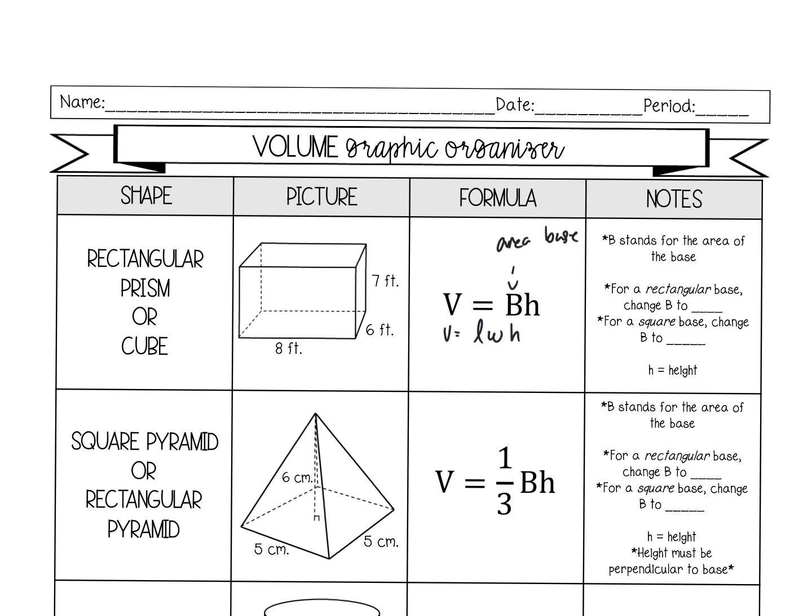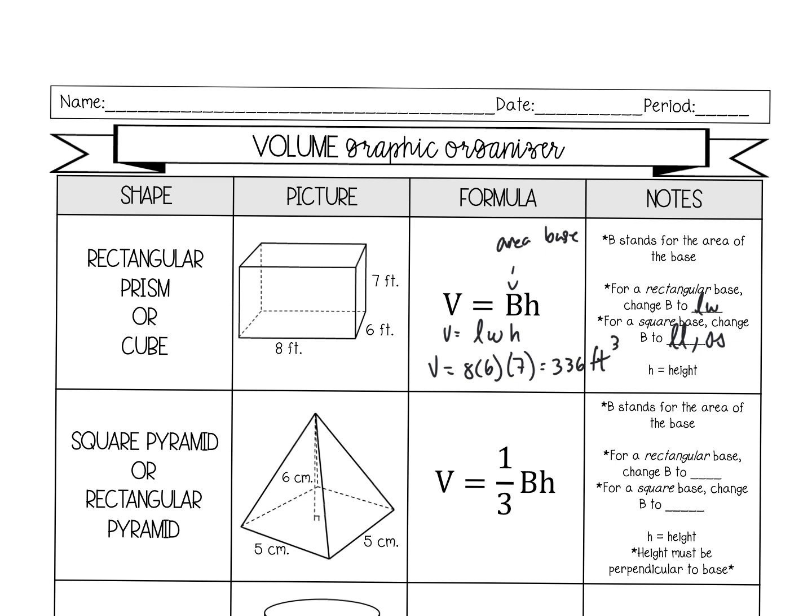Again, B stands for the area of the base. For a rectangular base, we have to change the B to length times width. And then for a square, it's length times width, or you can just say length, or side, side. So for example, in this cube, it would be 8 times 6 times 7 to find the volume. And the volume would be 336 feet cubed.